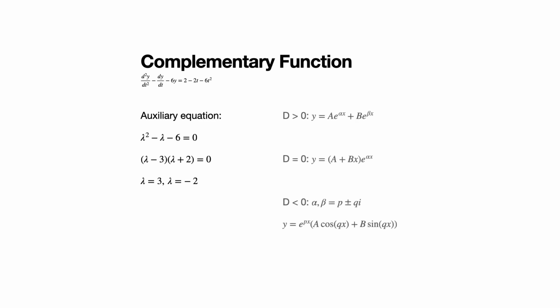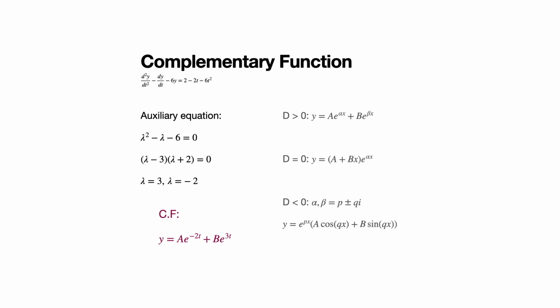As I mentioned previously, we will use the method of undetermined coefficients to solve this differential equation. For the left-hand side, the auxiliary equation is given by lambda squared minus lambda minus 6 equals 0, so that we have lambda minus 3 times lambda plus 2 equals 0, so lambda is 3 and lambda is minus 2. Recall, when the discriminant is positive, i.e. when we have two real roots as in this case, the complementary function is given by y equals a e to the alpha x plus b e to the beta x, where a and b are arbitrary constants and alpha and beta are the roots of the auxiliary equation.